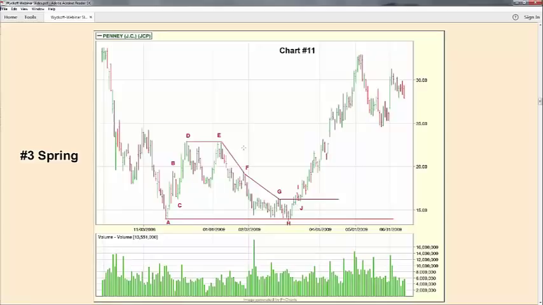The last spring is the number three spring. And this is shown on the JCPenney chart. The number three spring, as I mentioned, is very subtle, just a slight move through the support line at the bottom of the trading range at point H. Again, we could have had preliminary support here. Okay, we had a buying climax at point A, rally to point B, secondary test at point C. Then again, we have the resistance lines that form the resistance part of the trading range and the support line that forms the support part of the trading range, or the bottom of the trading range.